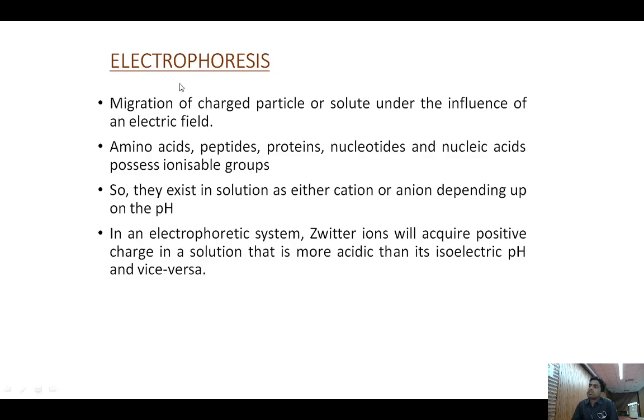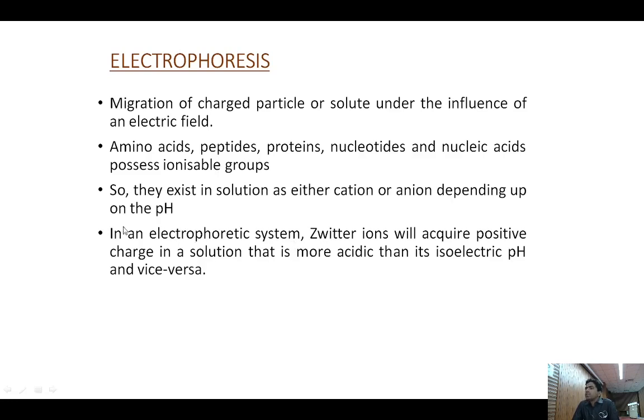What are the important biological molecules separated with the help of electrophoresis? Amino acids, peptides, proteins, nucleotides, nucleic acids. You know that all these molecules have charge, right? And they possess ionizable groups. Because of that, these molecules can be separated by the process of electrophoresis. These molecules can exist as a positive cation or an anion depending on the pH.